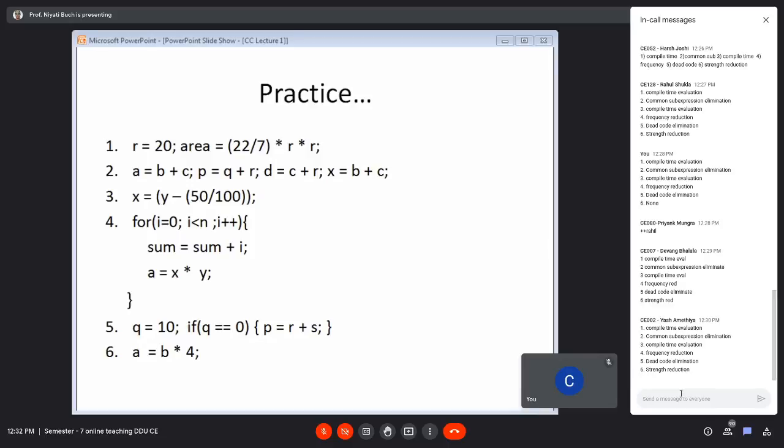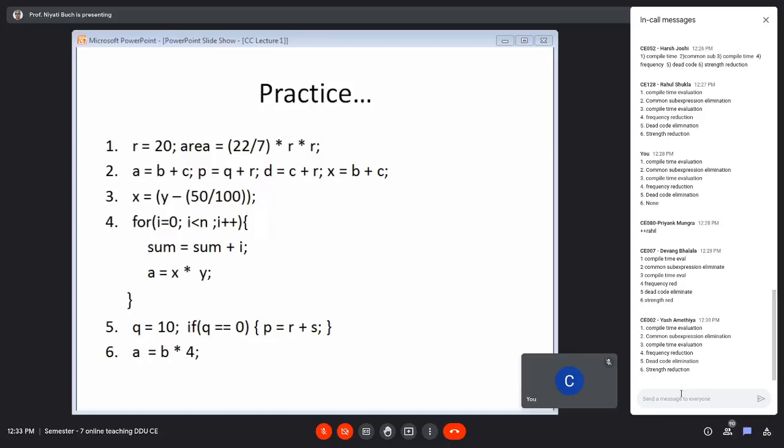Looking at the third one, we have again an expression in which an evaluation is possible at compile time. 50 divided by 100 can be evaluated at compile time. So the optimization transformation that will happen in the third code segment is compile time evaluation. That also everybody has identified correctly. Looking at the fourth one.